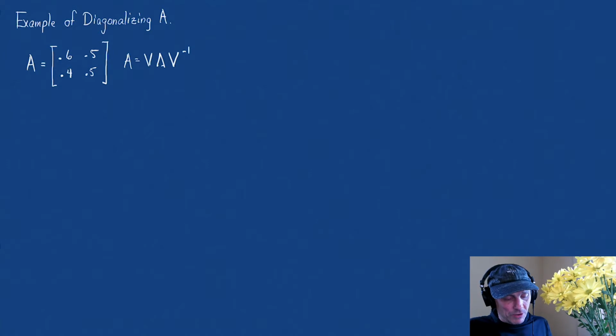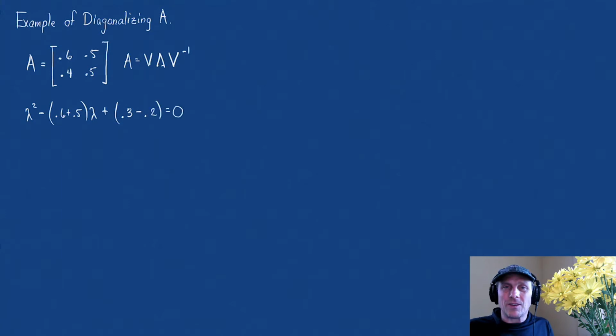So here we go. The first thing we need to do is find the characteristic equation, and we've practiced that. That arises from lambda squared minus the trace, which is 0.6 plus 0.5, times lambda, plus the determinant, which in this case is 0.6 times 0.5, which is 0.3, minus 0.4 times 0.5, which is 0.2, and we're going to solve it when that is 0.